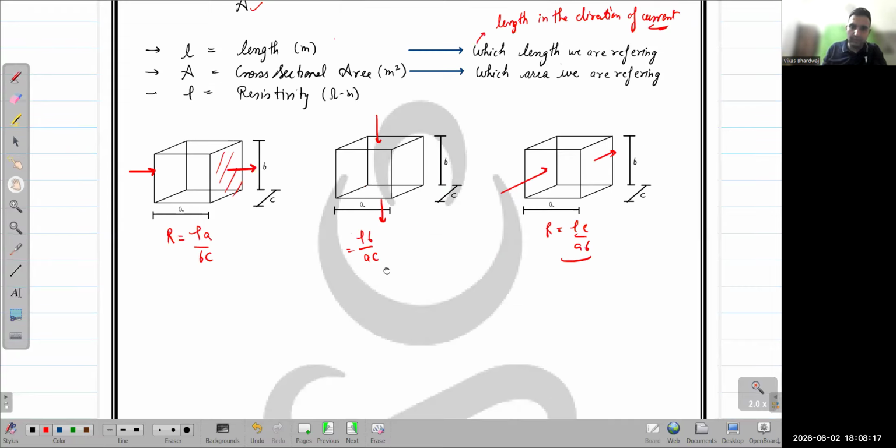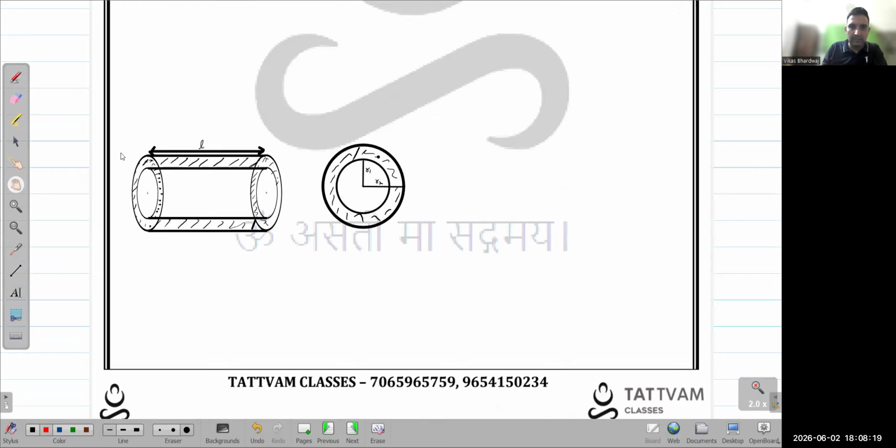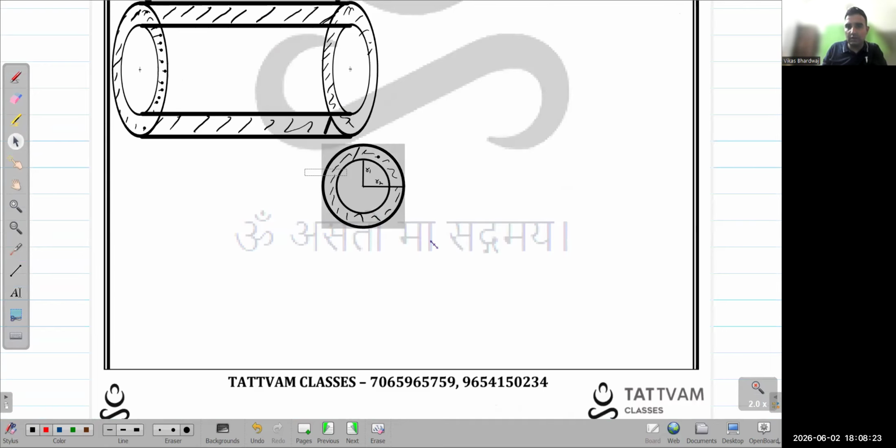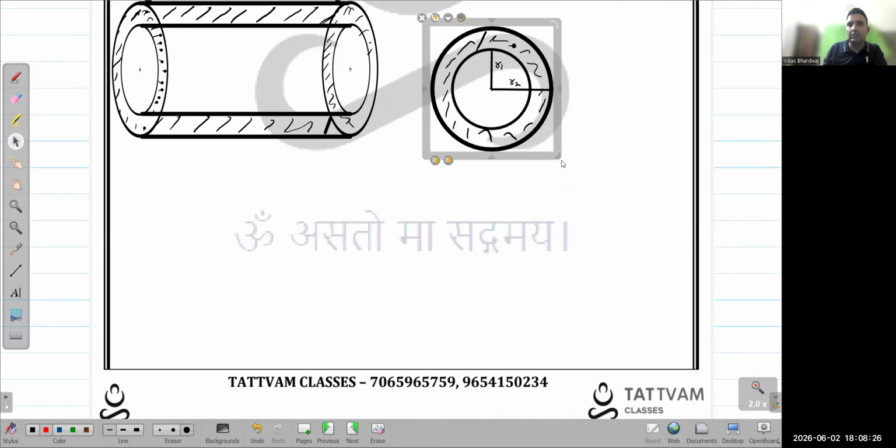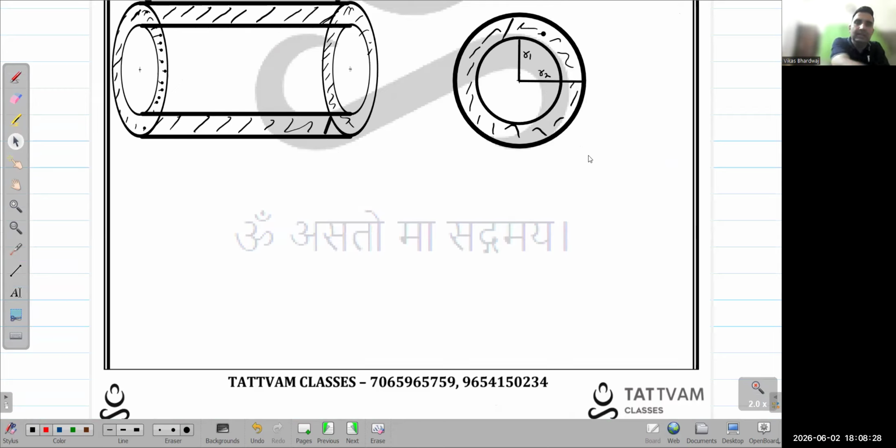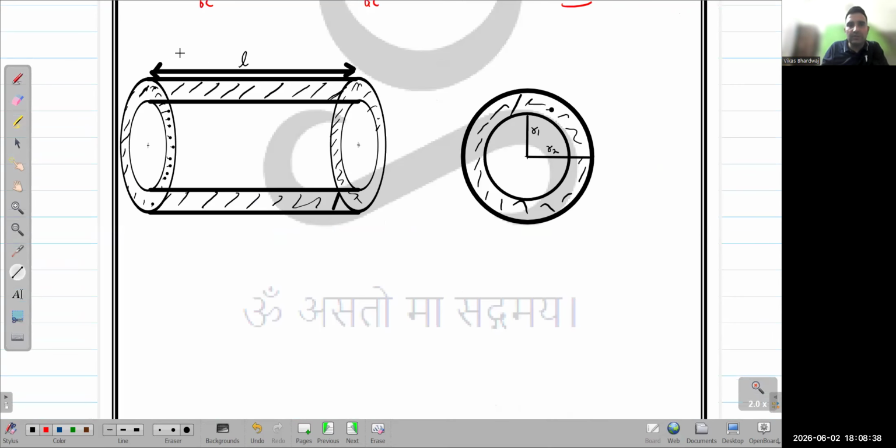Okay. If all of this is clear, let's say we have a cylinder having a cross-sectional area like this, something like this only. You're able to see, it also has a hole. Yes, sir. The current is flowing from this direction to this direction. What will be the resistance?